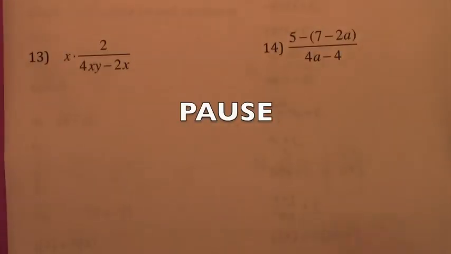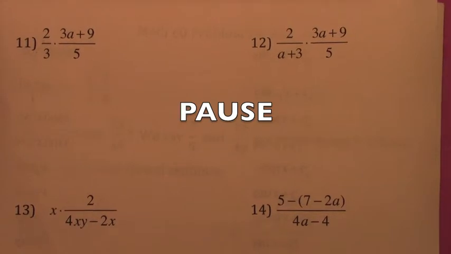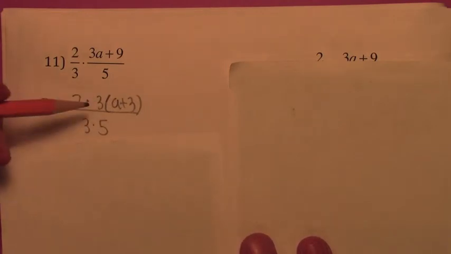Let's see. Got time for a couple more. See if you can do these. Hit the pause button. Go over these. So you want to simplify this. We're going to factor everything. We're going to factor using the distributive law here. So we get down to here. Any common factors you see? Let's see. I think a factor of 3 would work.